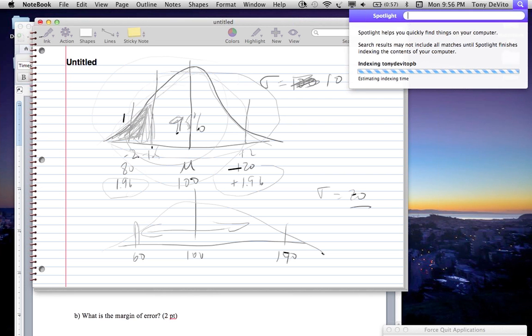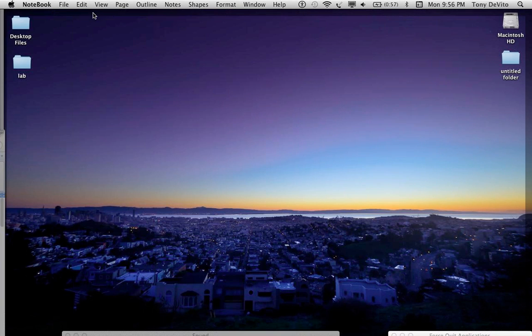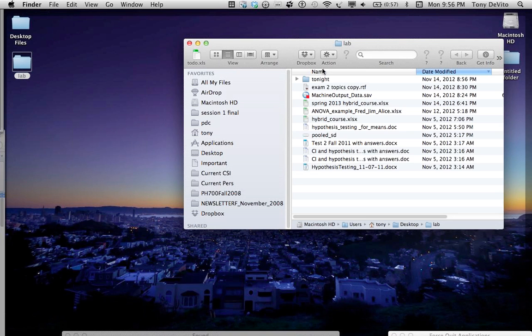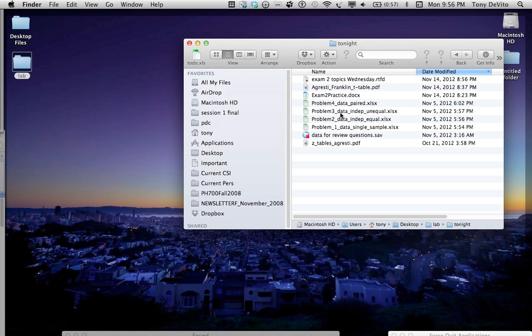I'm going to see if I can find that here in the background. Okay, I have a copy of a z-table here.